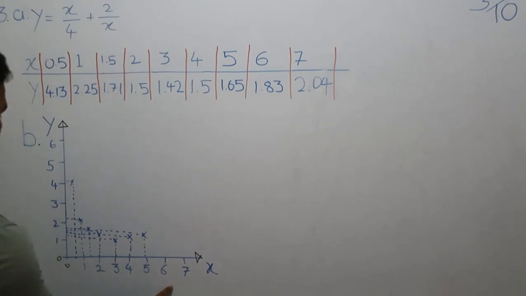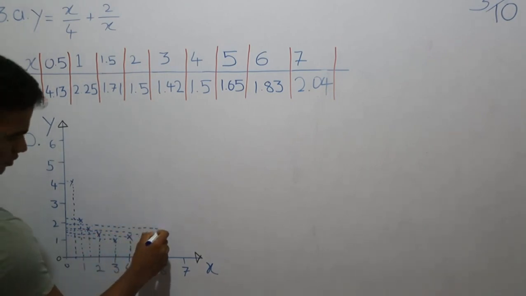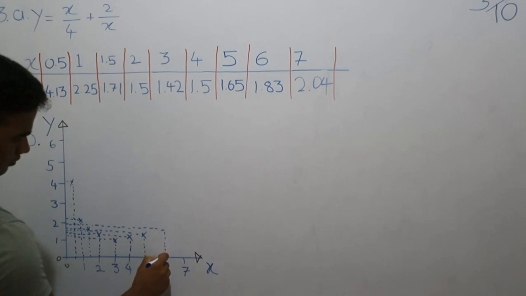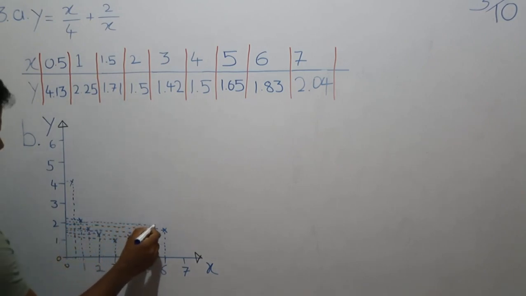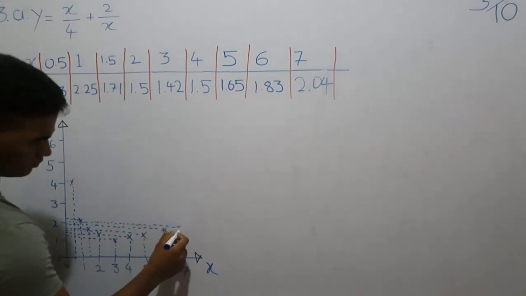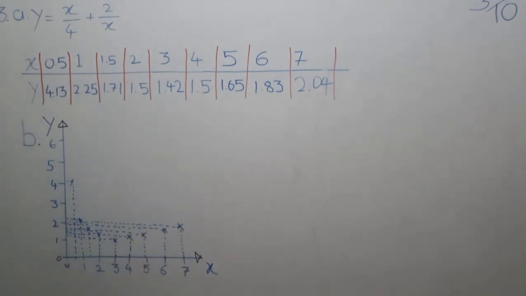For 6, it's 1.83, somewhere here. Since you have the graph, you could draw it accurately. And for 7, it's 2.04, somewhere here. Now then you can draw the graph.